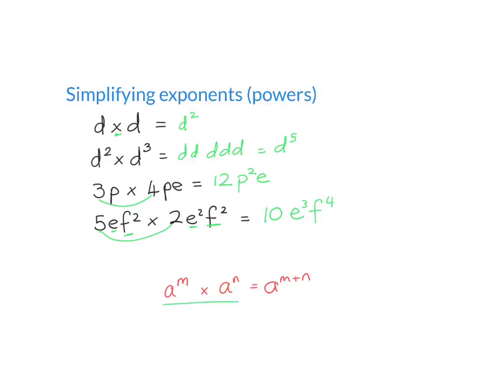So our general rule down here: if I have a letter to the power of m and another letter to the power of n and I'm multiplying them, then I can add the powers. You can see up here with the d's, I've got 2 d's multiplied by 3 d's. Then I add those powers and I have d to the power of 5.